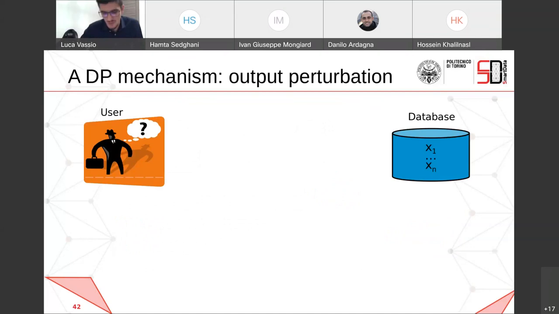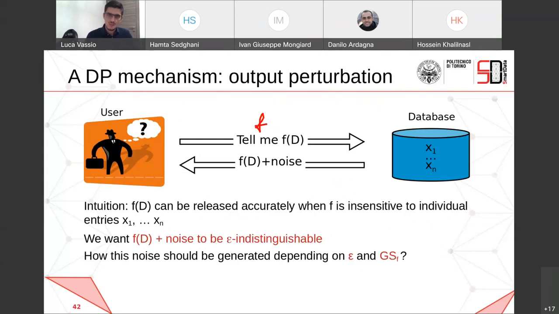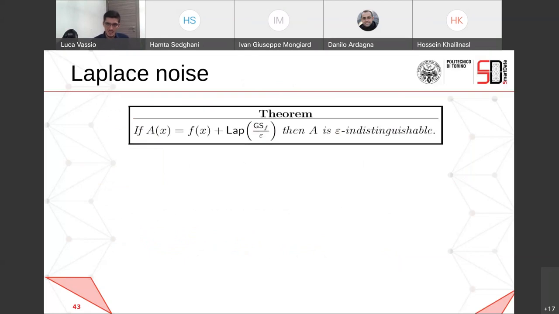Let's see one of the possible mechanisms, because we say we have to add noise, but which kind of noise can we add? The idea is, we ask a query f of d, and we return not exactly that, but f of d plus noise. The intuition is that f of d can be released when f is insensitive to individual entries. So we want f of d plus noise to be epsilon indistinguishable. How should this noise be generated depending on epsilon and global sensitivity? There's a very famous theorem that says that if we take as a mechanism the real output of the query plus Laplacian noise with parameter global sensitivity divided by epsilon, then this mechanism is epsilon indistinguishable.